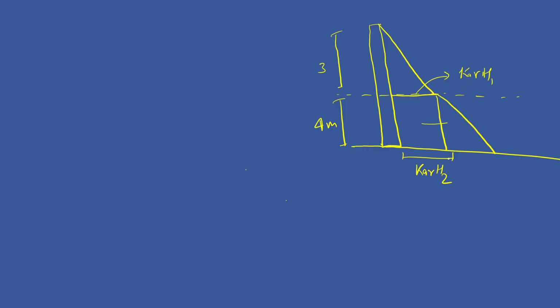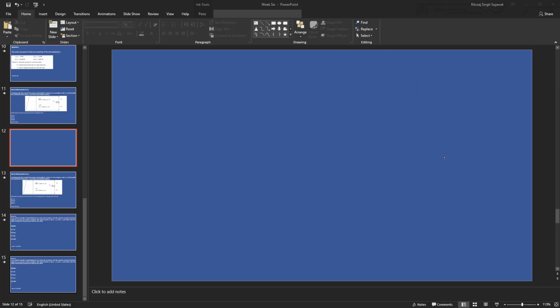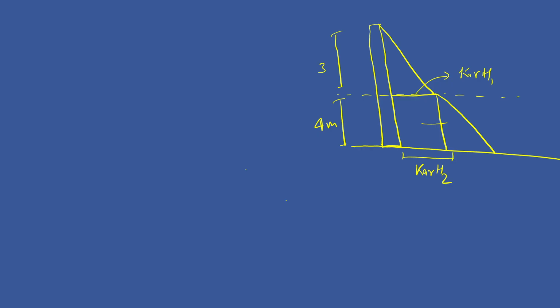Sir, the rectangle below, the answer is Ka gamma H1 only? It is the surcharge effect, no? Whatever you have on the top, it will reflect. Yes, it has k into gamma h1. That's where the other part will come. So this surcharge will give the required force k, and then we need to take gamma. Same answer, Ka gamma H1. Yes, thank you, sir.